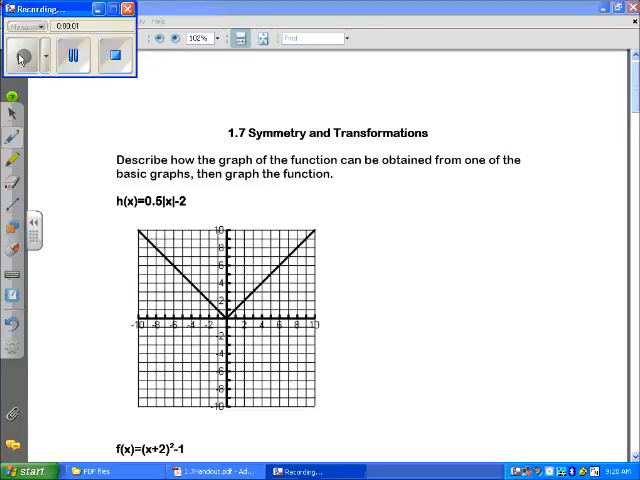To look at symmetry and transformation, section 1.7. In this video, we're going to look at h of x, and then we'll look at the other examples in future videos. Okay, so let's take a look at this particular example here.